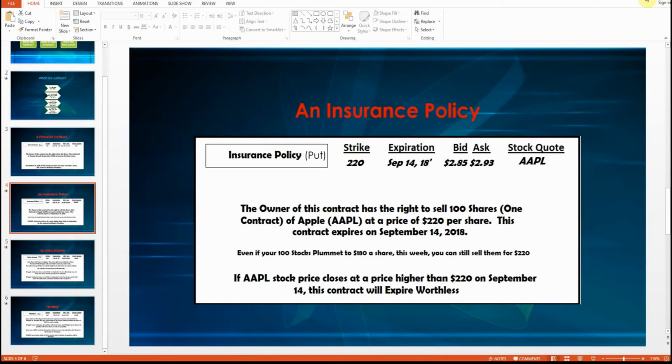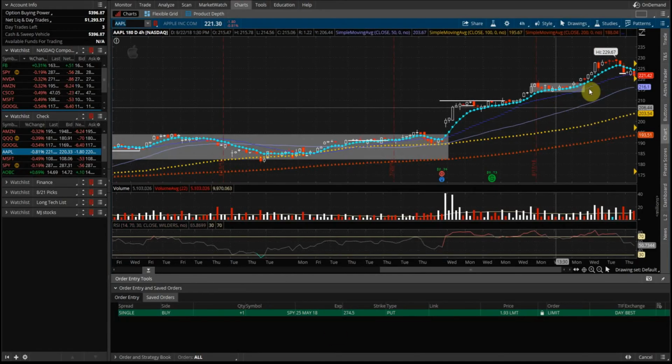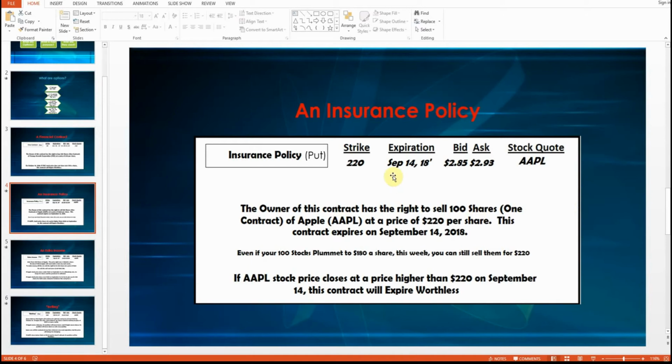So as an insurance policy, they could buy an Apple put at a strike of 220 until September 14th, 2018. So what that would do is give them the right to sell this stock, their 100 shares, at 220, no matter what. So even if it comes down to 210, 215, it doesn't matter. He's getting 220 per share.